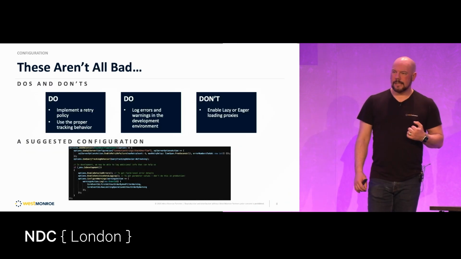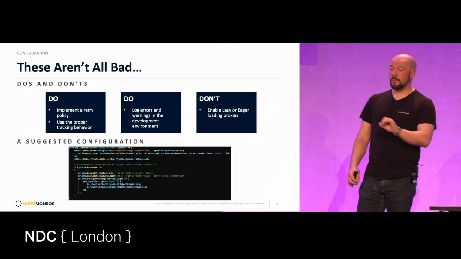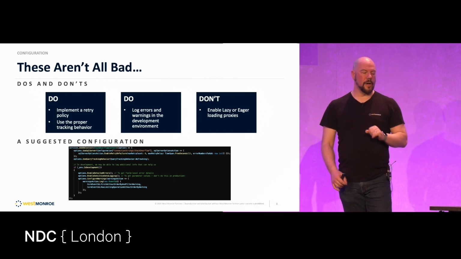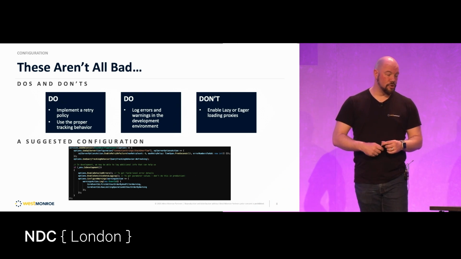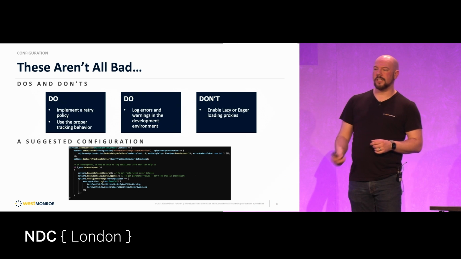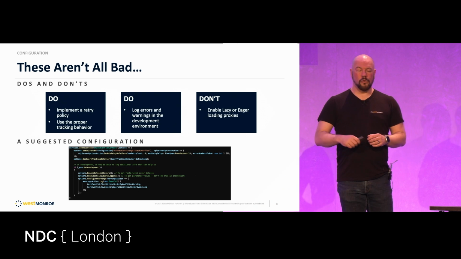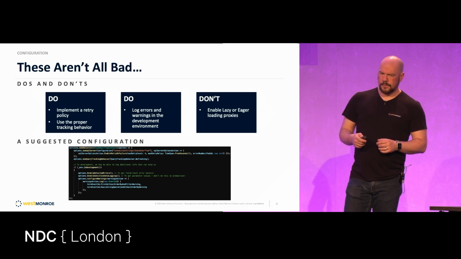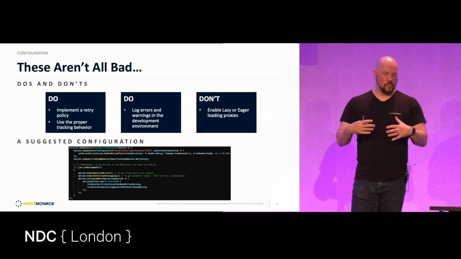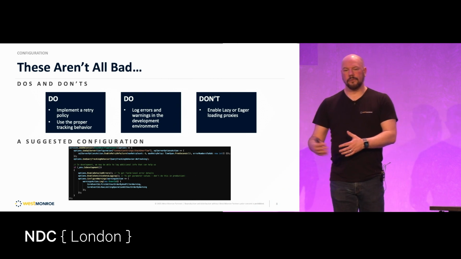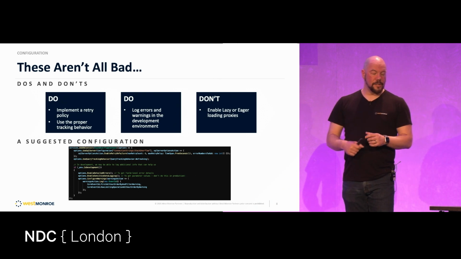So what can we do about this? First of all, this isn't all bad. There are some things that are fine and some things that are probably not fine. So you do want to implement a retry policy. You do want to use the proper tracking behavior for your use case. I will dive into that much more in a few minutes. You do want to log errors and warnings in the development environment. You may also want to log some sensitive data if you were trying to make your debugging easier. And you don't want to enable lazy or eager loading proxies.